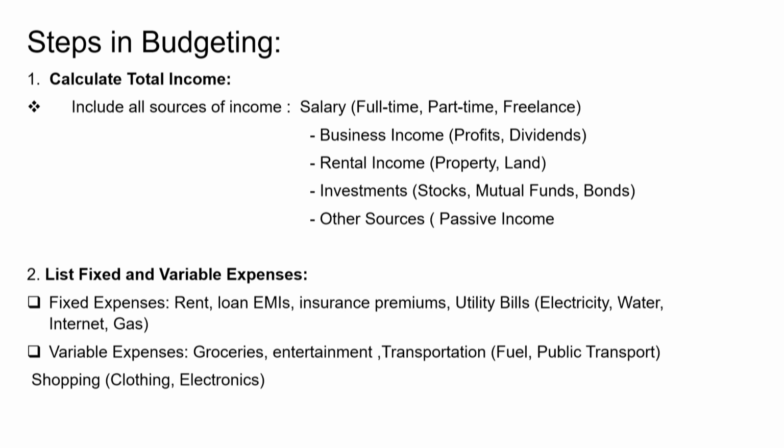For example, for employees, we have salary income, that may be full-time salary income, part-time salary income or freelance income. Whereas for the businessmen or the entrepreneurs, there may be business income such as profits and dividends earned from their business activities. For some other individuals who are owning some kind of property or wealth, there may be rental income, there may be some investment income also.